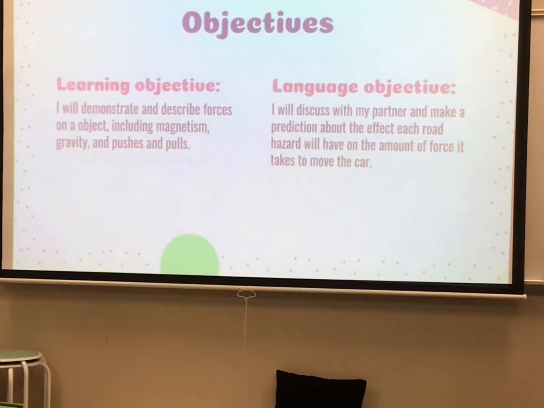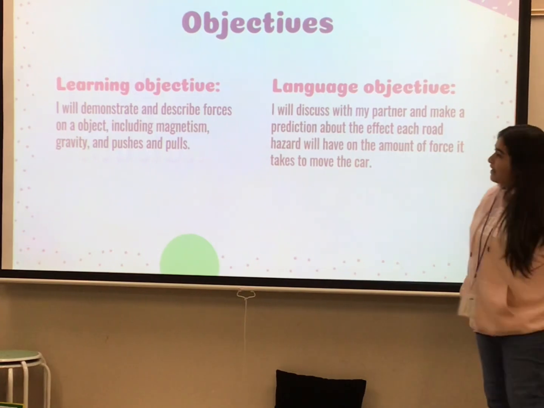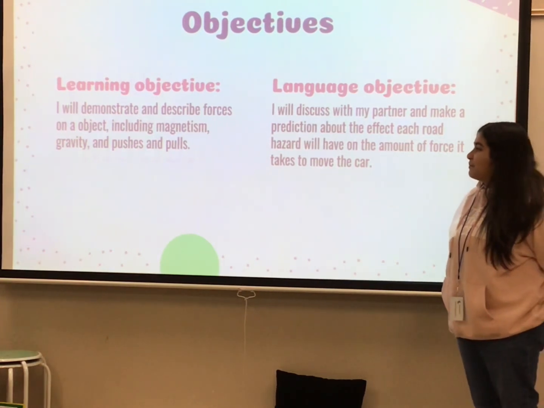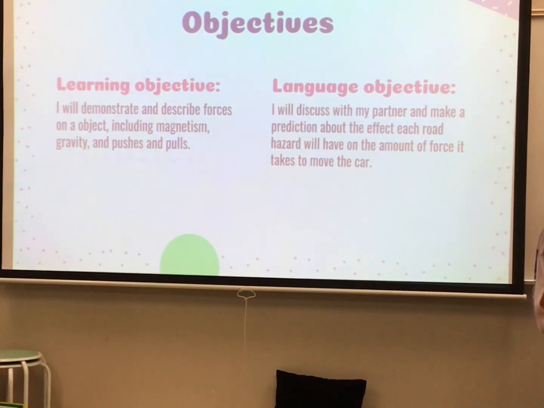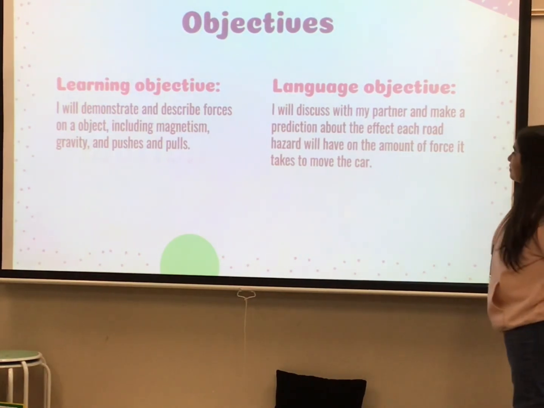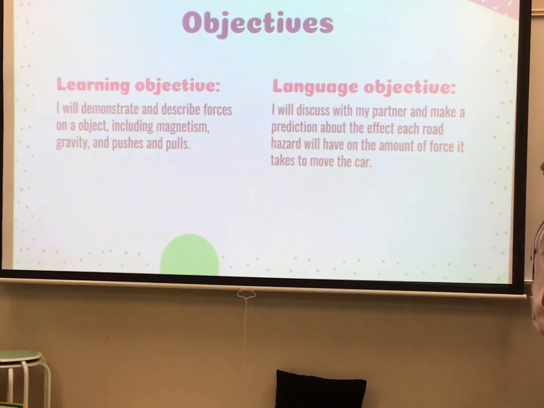So our objectives today are gonna be to demonstrate and describe forces on an object including magnetism, gravity, pushes, and pulls. And then you are going to discuss with your partner and make a prediction about the effect each road hazard will have on the amount of force it takes to move the car. So what are some type of road hazards that we see on the road? Like textures. Bumpy. Bumpy, yes. Rocks, yes. Ice. Okay, those are really good.